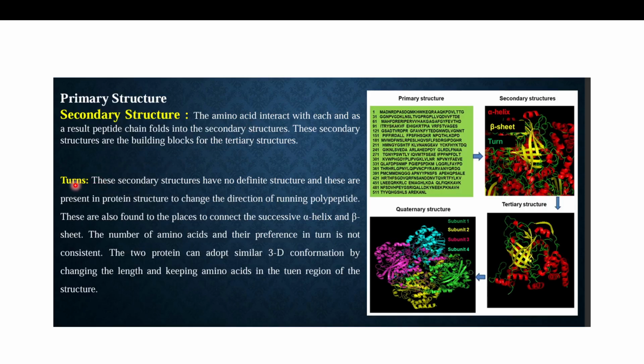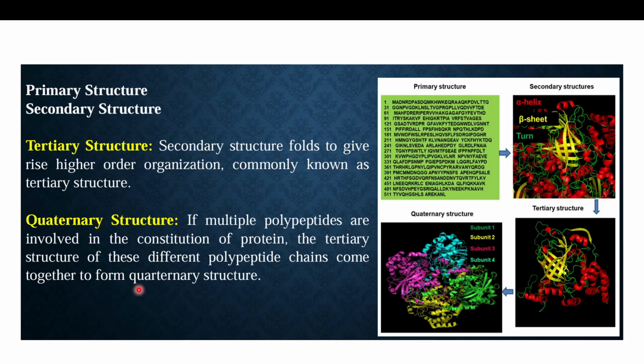Turns have no definite structure, and they are present in protein structure to change the direction of the running polypeptide. These are also found in places where we have to connect successive alpha helices and beta sheets. The number of amino acids and their preference in a turn is not consistent. Two proteins can adopt similar 3D conformation by changing the length and keeping the amino acids in the turned region of the structure.